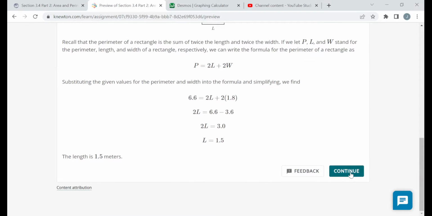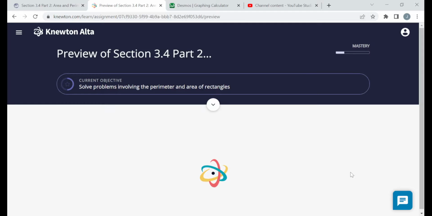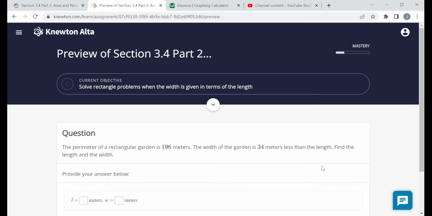Okay, next question. Alright, so this is the other objective. Solve rectangle problems when the width is given in terms of the length. So here we have a perimeter again. The perimeter of a rectangular garden is 196 meters. The width of the garden is 34 meters less than the length. Find the length and the width.